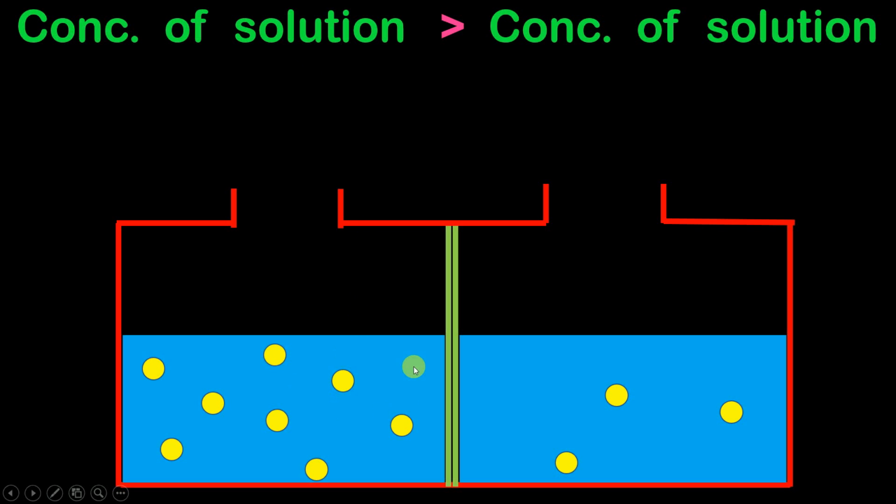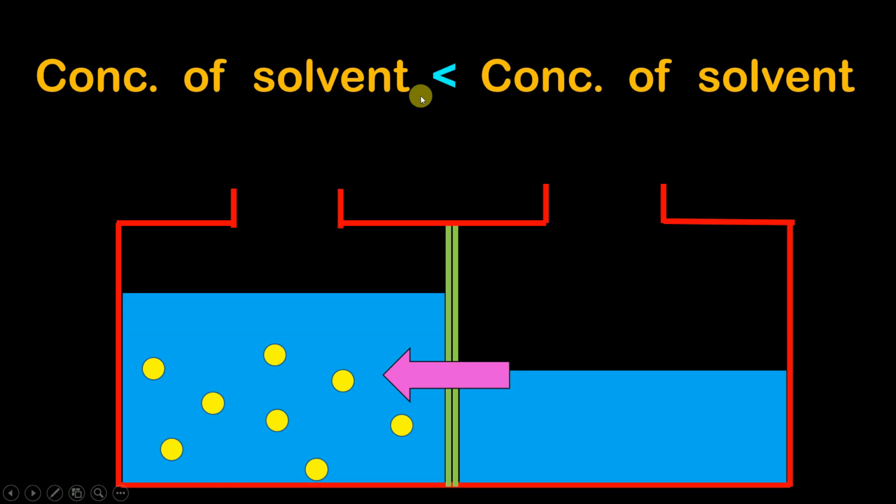So as you can see over here, on the left hand side, greater number of solute particles are present. Therefore, the concentration of solution is greater on the left hand side and the concentration of solution is less on the right hand side, as there are less number of solute particles present. Clear with this? Now guys, but for osmosis we are not concerned with the concentration of solution. Instead, we are concerned with the concentration of solvent. We want to know the concentration of solvent.